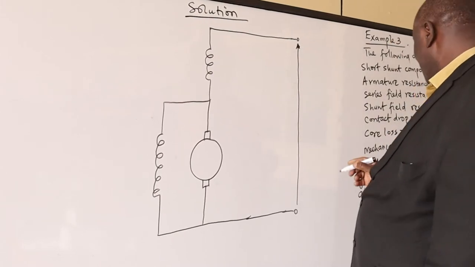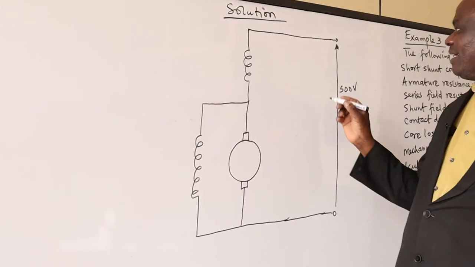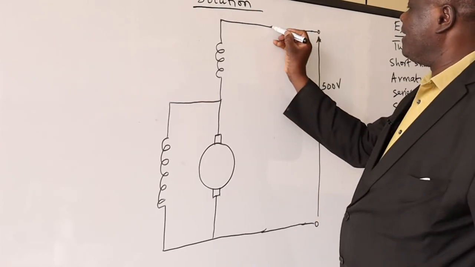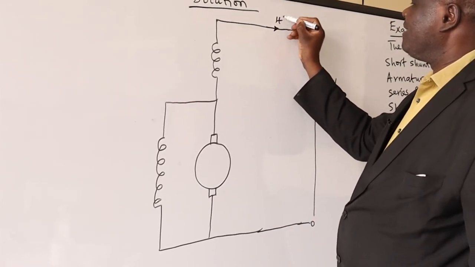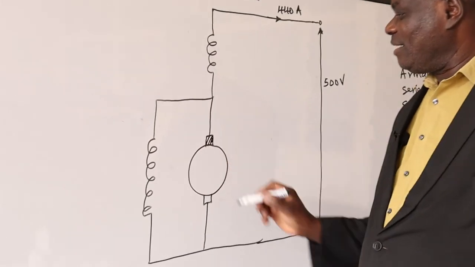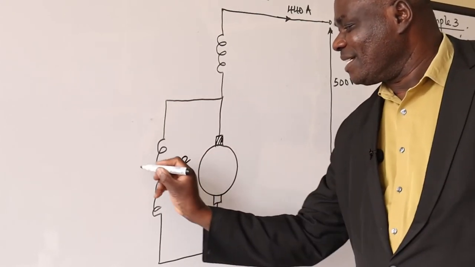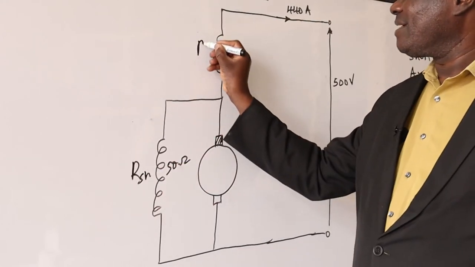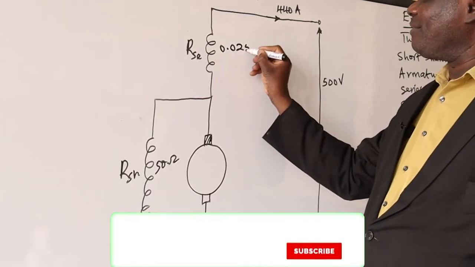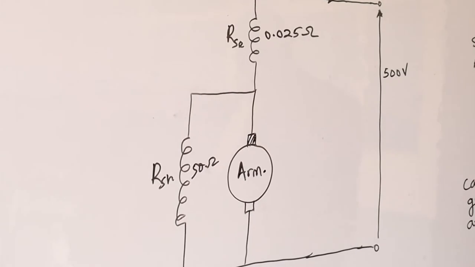So we are now saying it is delivering 500 volts, and the current being delivered is 440 amps. This R shunt, the shunt field resistance, is 50 ohms. R series, RSE, we are given as 0.025 ohms. And this is our armature. So that is that.